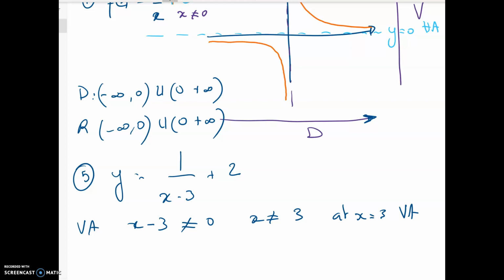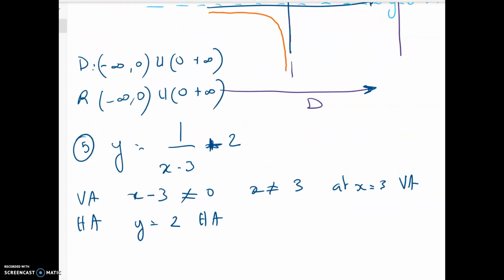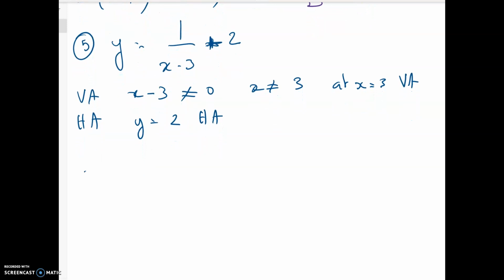For the horizontal asymptote, very easy. You look at the plus 2, and you can clearly define right here that y equal 2 will be the horizontal asymptote. So now I can move on to problem number 8. On problem number 8, what do we have? f of x equal 1 over x. So the question is, is f of x equal 1 over x even or odd? And what symmetry does its graph exhibit?